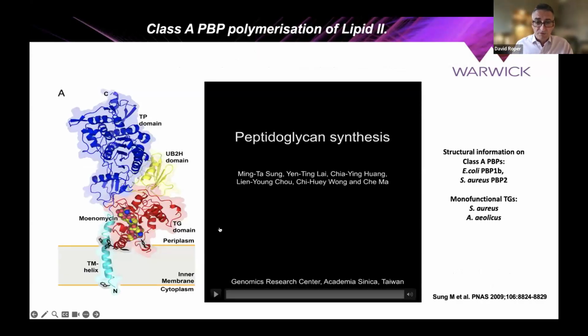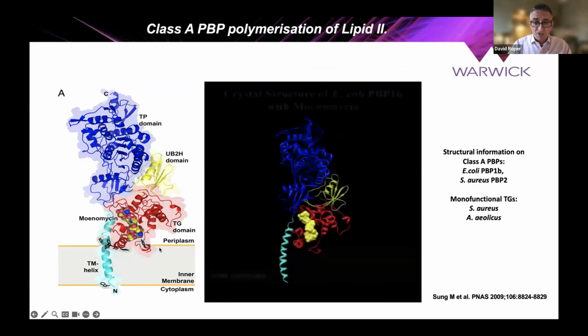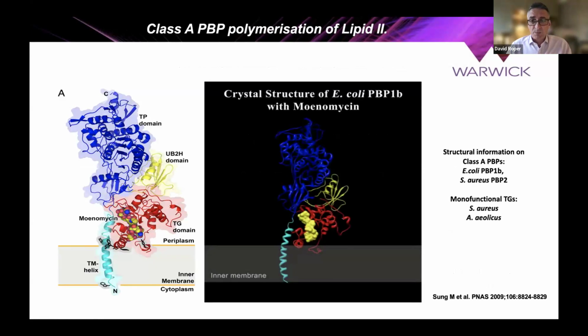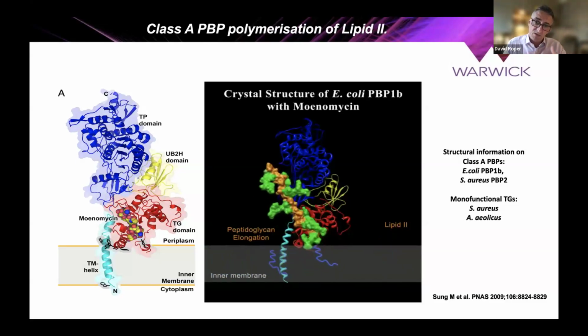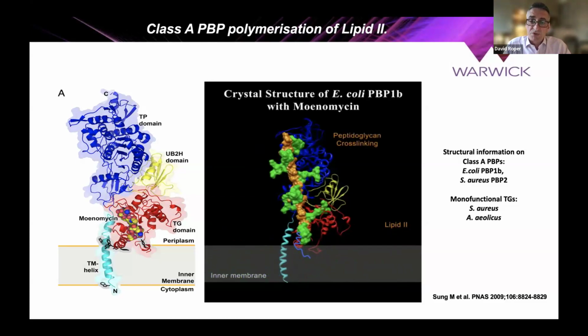So in this little movie, we have a really nice visualization of what's actually going on. So this is E. coli PBP1B from the crystal structure from 2009. We have modeled in the active site a version of lipid 4, so the first reaction product, and then along from the right-hand side, we have lipid 2 coming along. And then what we start to see is the formation of this long glycan strand in the orange color with the green peptide sticking off the side, which as it gets longer and longer, is able to then make a connection with the transpeptidase site.